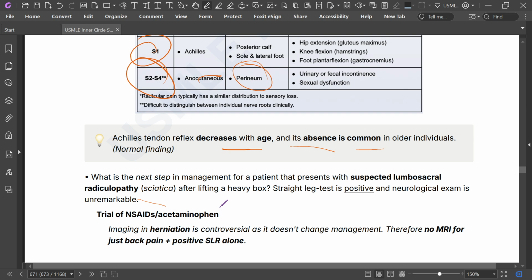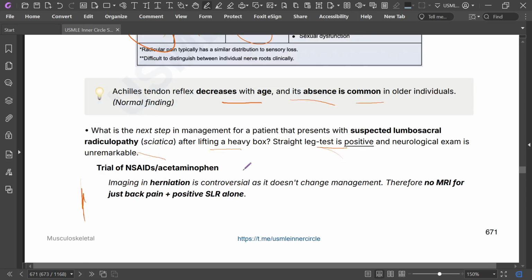So what is the next step in the management for a patient with suspected lumbosacral radiculopathy, sciatica, after lifting a heavy box? SLR test is positive. Neurological examination is unremarkable. Trial of NSAID, acetaminophen. Imaging in herniation is controversial as it does not change the management.